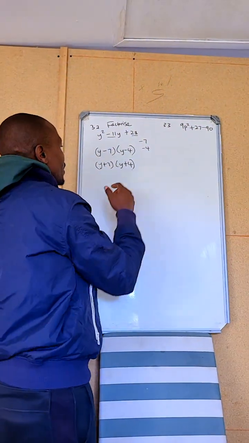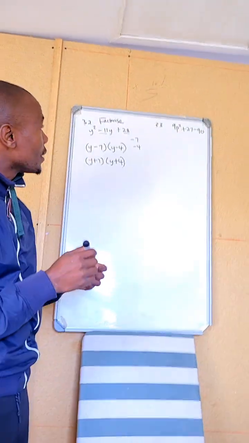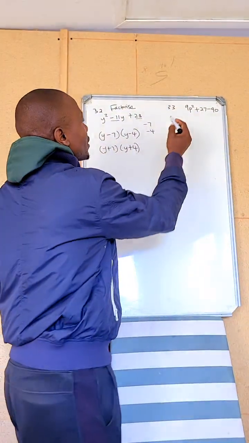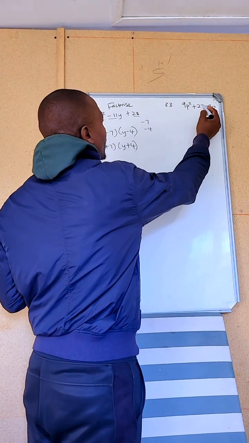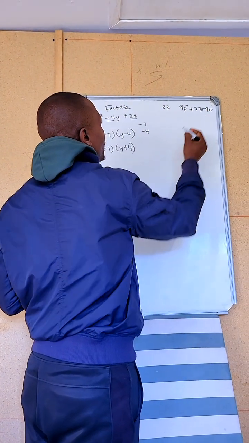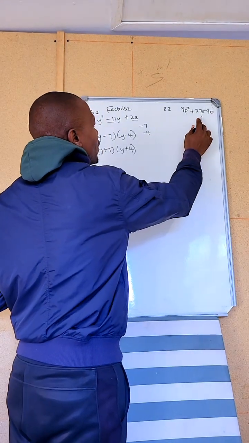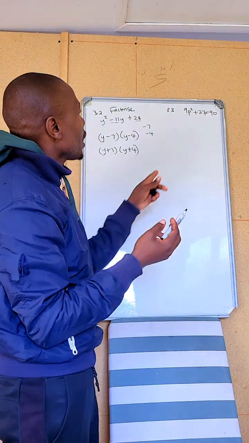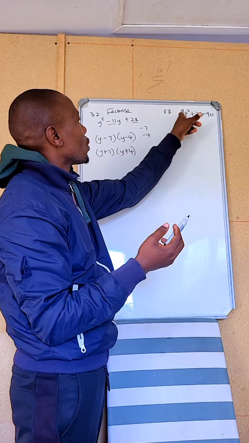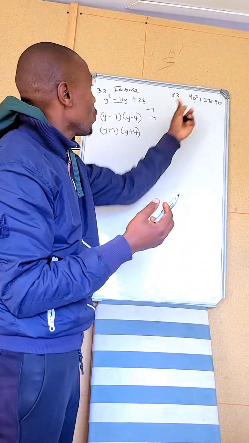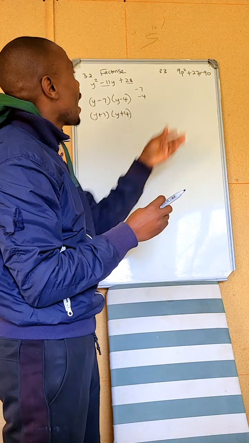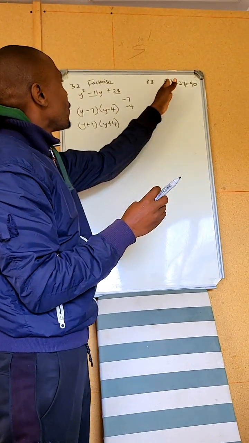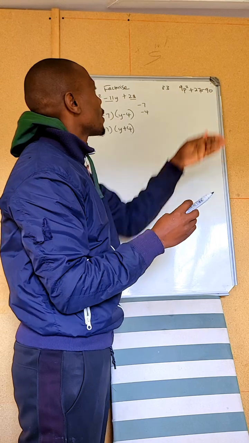Then when we come to question number 33, it has got a 9p squared. This is supposed to be 27p. 9p squared plus 27p minus 90. How do you factorize that one? Now we have the challenge here that the p squared has got a coefficient which is 9. But if you look across the expression, you can see that 9 is a common factor. It's a factor of 9, it's a factor of 27, it's a factor of 90.